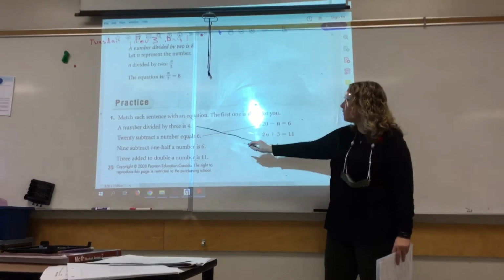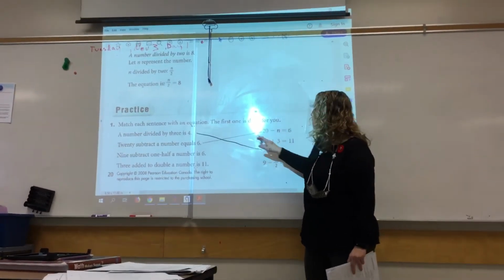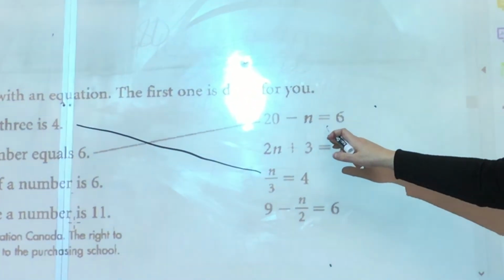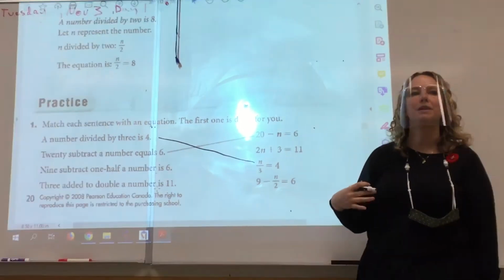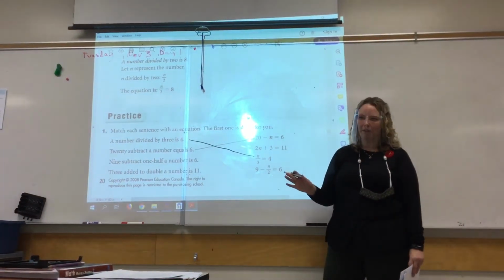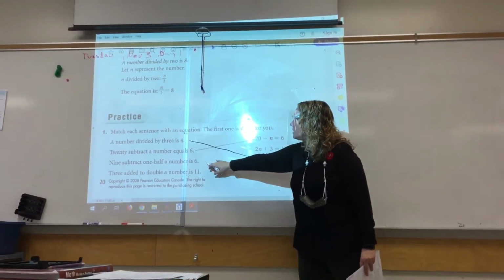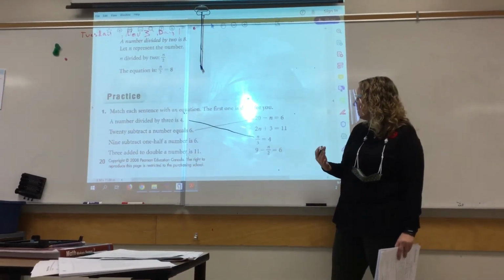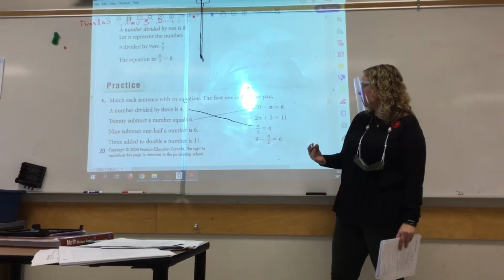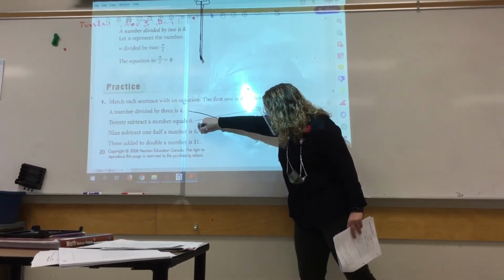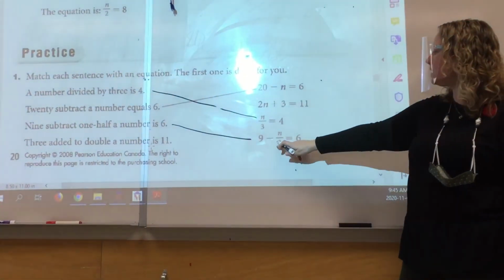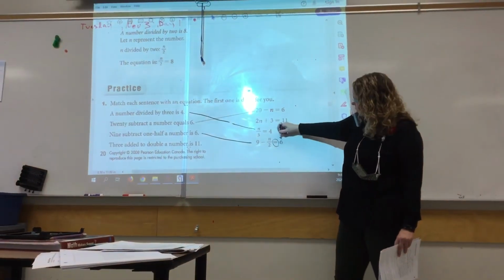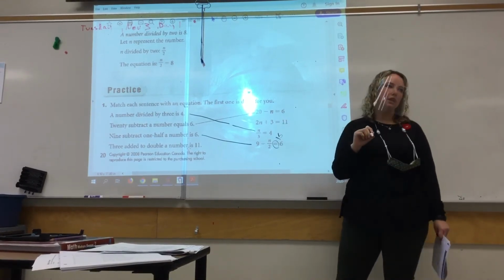It already has here 20 subtract a number equals 6. So 20 subtract a number is 6. Sometimes it says equals and sometimes it says "is." Same thing. 9 subtract 1/2 a number is 6. 1/2 a number means you're dividing it by 2. And down here is 9 subtract 1/2 a number is 6. Just think "is" when you're talking about the equal sign.